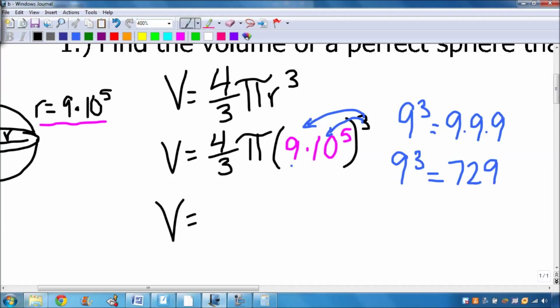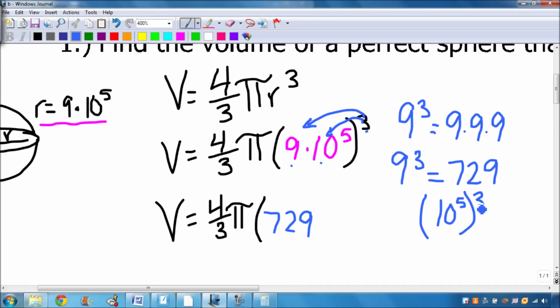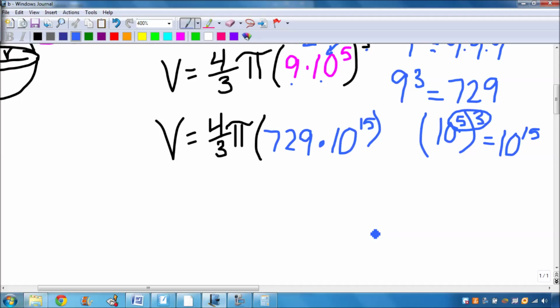All right, so then let's copy this down. I get V equals 4/3 pi times, this becomes 729. But this 10 to the 5th power is also being raised to the 3rd power. So let's figure out what 10 to the 5th power is when you cube it. Well, remember, when you raise a power to a power, you multiply your exponents. So this just becomes 10 to the 15th power. So it's 729 times 10 to the 15th power. All right, now remember, we have coefficients and we have our base with our exponent. This is our only base with our exponent. So this is going to stay as 10 to the 15th power for right now, okay?